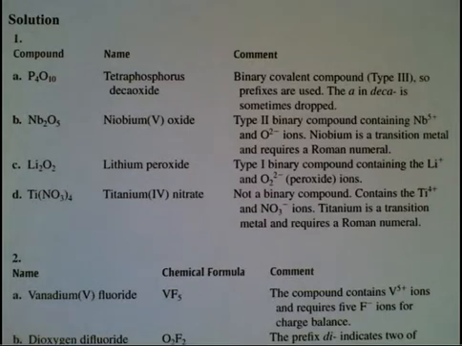All right, for the first one, P4O10. There are 4 phosphoruses, so I need to say tetraphosphorus. There are 10 oxygens, so decoxide. This is a binary covalent compound, so that makes it type 3. That's what indicates that we need to use the prefixes.